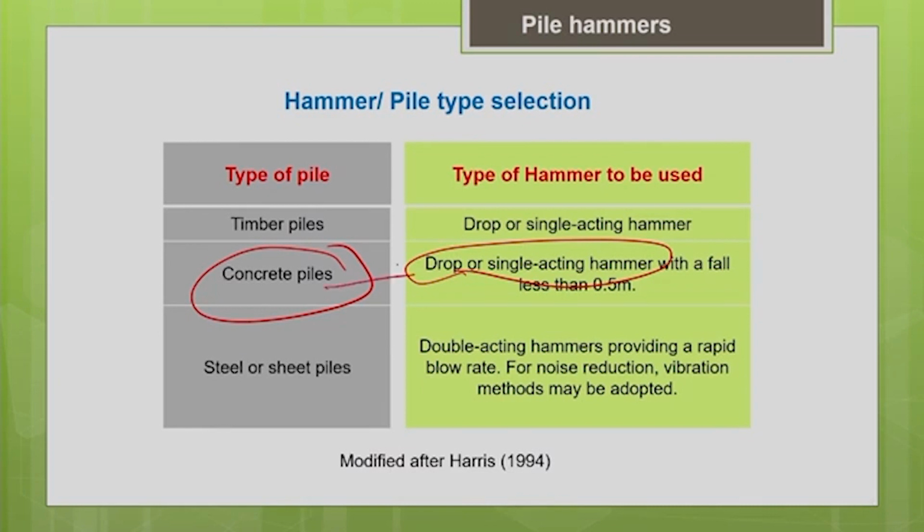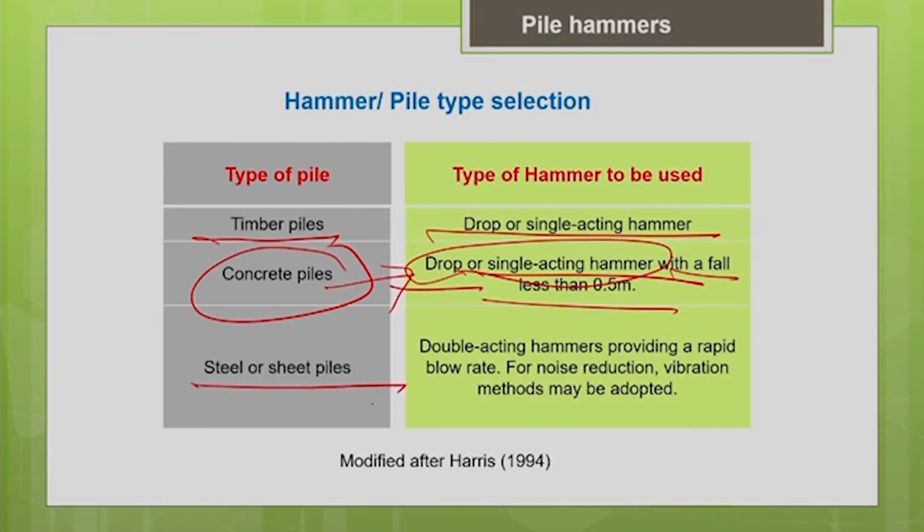That will reduce the driving stresses on the concrete pile head. So that is why for concrete piles, go for a drop or single acting hammer with a fall less than 0.5 meter. If you are more concerned about productivity, you should go for a single acting steam hammer instead of a drop hammer. Next is the timber pile. For timber also, it is preferable to go for a drop or single acting hammer. But for steel piles or sheet piles, I can go for a double acting hammer, which gives you a rapid blow rate. And if you want a silent driving method, you can go for the vibratory methods. For noise reduction, I can go for vibratory hammers.